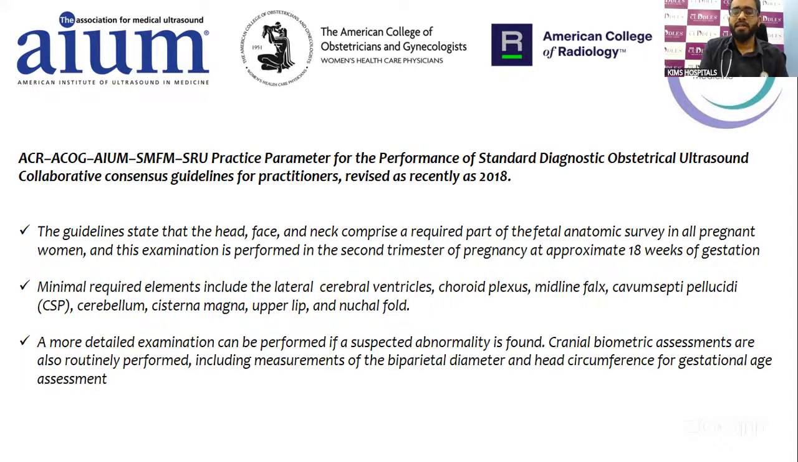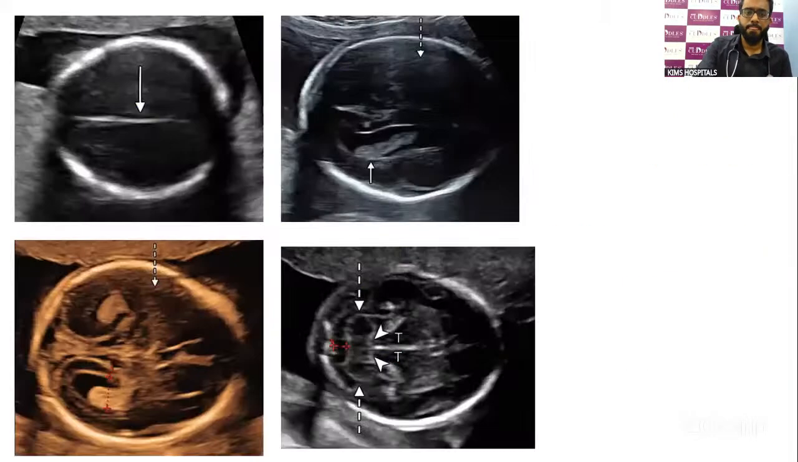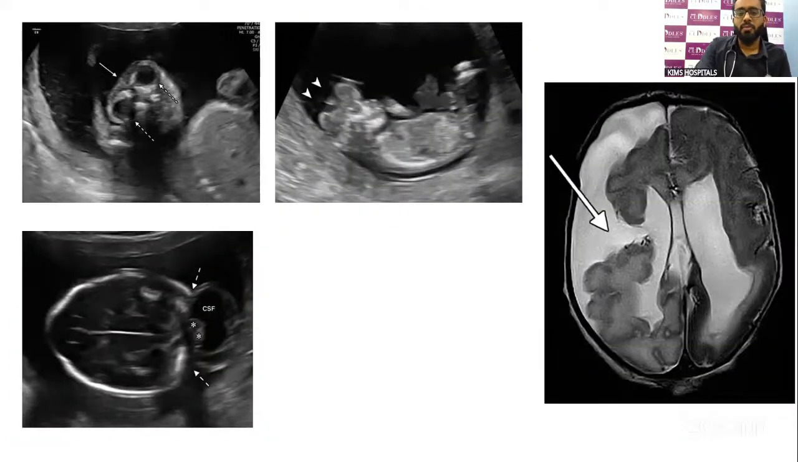And also give a detailed assessment of cranial biometry, that is the head circumference, the abdominal circumference, and also the biparietal diameter needs to be looked at, because these could be early signs of hydrocephalus or microcephaly. So we'll discuss a few conditions wherein we think that congenital anomalies commonly need to be looked at.